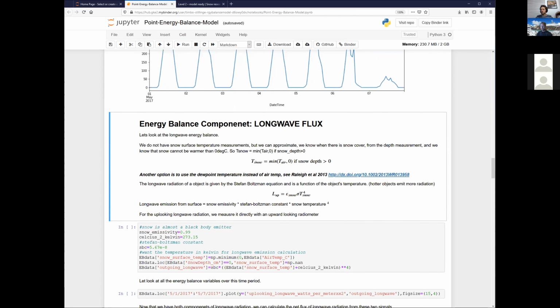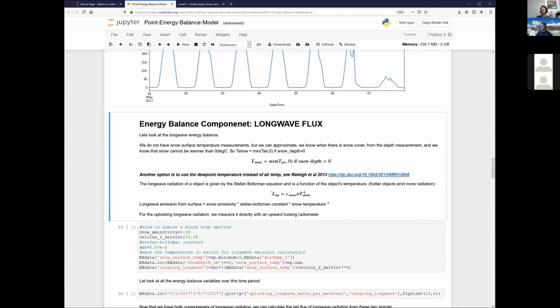So the long wave flux has two components. We have basically the emission of long wave radiation from the snowpack. So that's going to be energy leaving the snowpack. And then we have long wave radiation from the atmosphere being absorbed by the snowpack. And so first what we're going to do is look at the long wave flux that is being emitted from the snowpack.